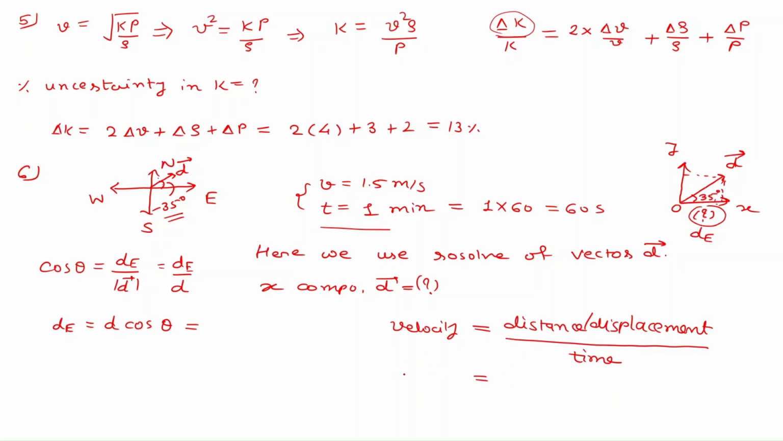So we have to find displacement, so we multiply velocity into time. Velocity is 1.5 into what is time? Time is 60. So we get 90 meters. So put the value: D is equal to 90 into cos 35 degrees. You can do cos 35 on your scientific calculator, and you get the answer 74 meters, which is DE.